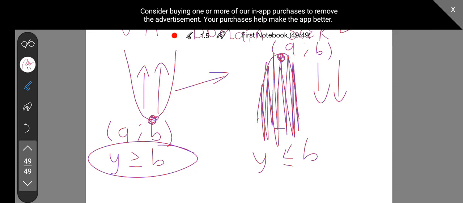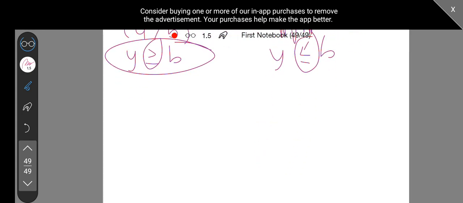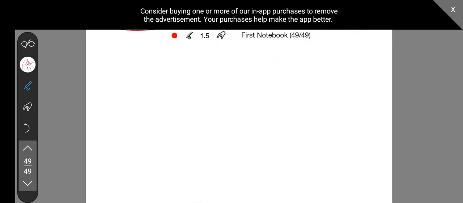Don't forget to put less or equal to or greater or equal to. If you just say greater than B or less than B, it's wrong. You must say greater or equal to and less or equal to. This is how you can find the range of a parabola from its turning point. Let's have a last example to make sure you understand.